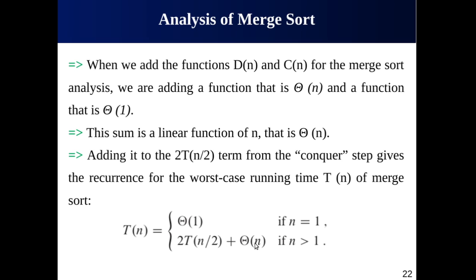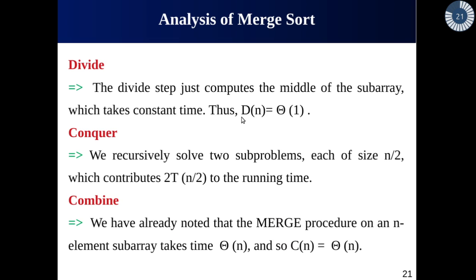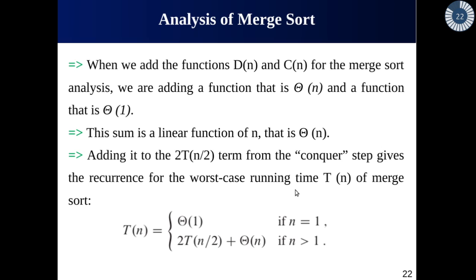This is very simple. You need to add the three terms, that is d of n, c of n, and this conquer step. But once you combine the d of n with c of n, that is theta 1 and theta n, remember the rule, we have to consider only the dominant term. So the dominant term here is theta n. So we will ignore theta 1 here. We will only consider the theta n.